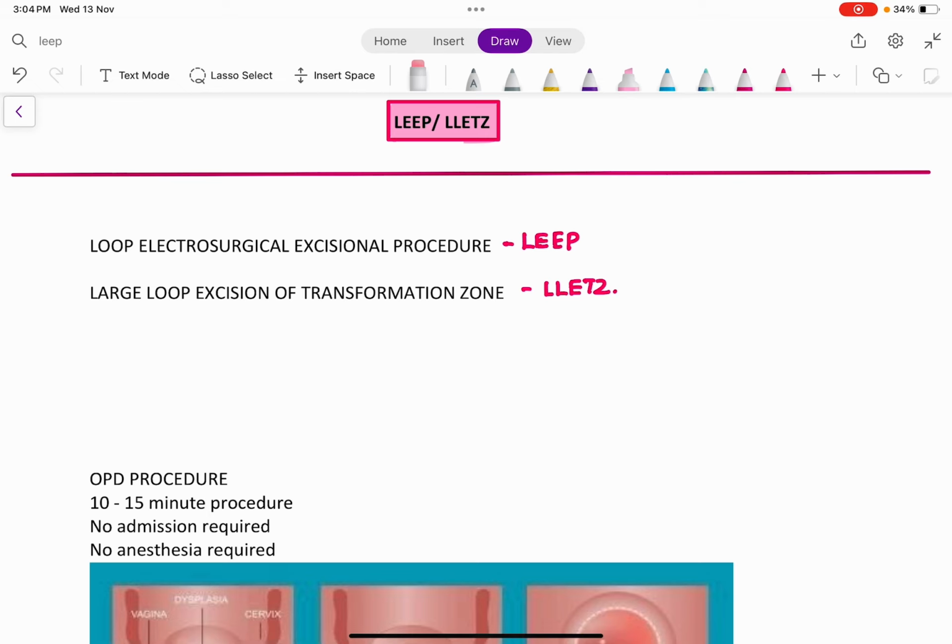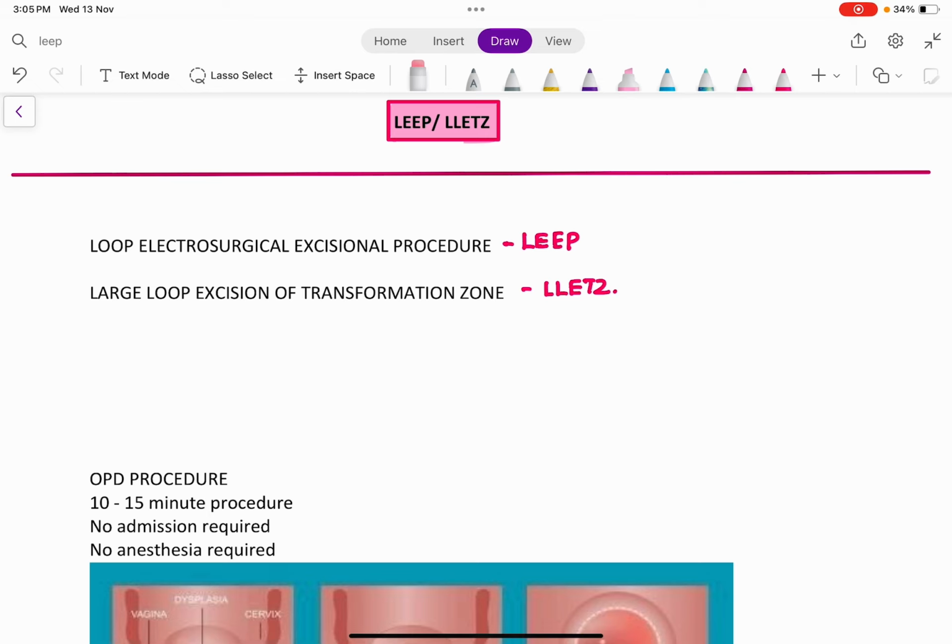In this module, we are going to discuss the excisional procedure, which is a treatment of choice for cervical intraepithelial neoplasia, right? In the previous module, we discussed cryoablation, which was a minimally invasive procedure performed as a treatment of choice for cervical intraepithelial neoplasia type 1. Now in this module, we are going to deal with the LEEP or LLETZ, right?